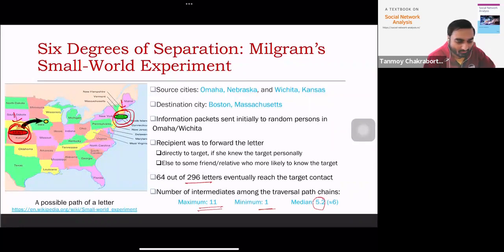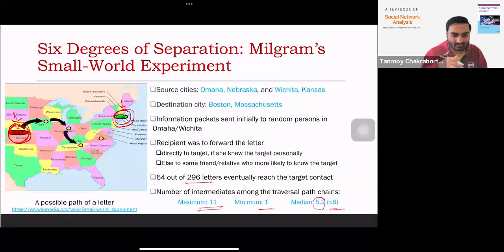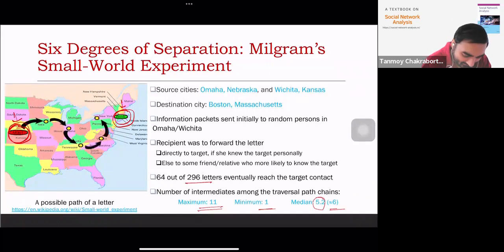Right now, 5.2 is near to 6. Now, why not near to 5? I don't know, but it is near to 6. So therefore, the term six degrees of separation was coined. Okay, and then Milgram tried to generalize this hypothesis: if you take any 2 individuals in the world, the distance should not be more than 6 based on this experiment. And later on you easily understand, right?